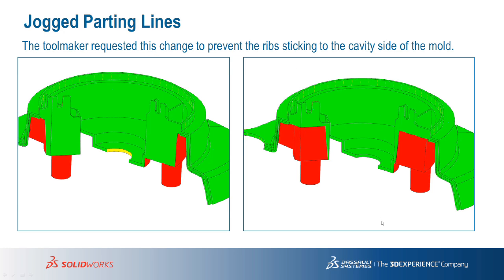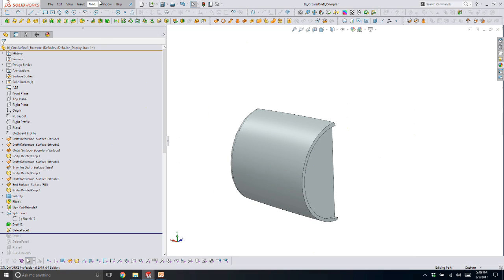One last little advanced drafting thing is jogged parting lines. So here we had done the part, and the toolmaker came back to us and said, hey, we actually want the parting line to kind of come across like this. These ribs are really tall, and they're on the cavity side. We're concerned of it sticking, the amount of ejection force we need. So we said, oh, well, we can change that. But now we need to go back and actually jog this parting line on this geometry which had already been created. And it's actually really easy to do if you use this one trick.